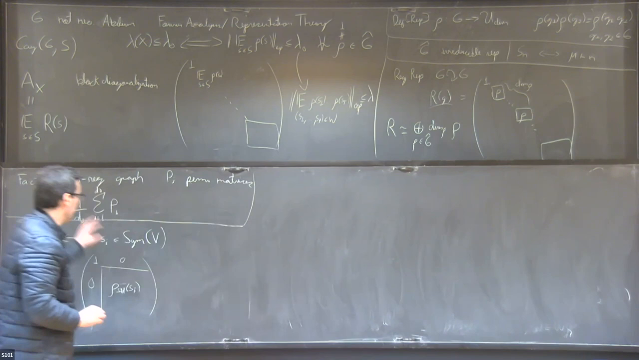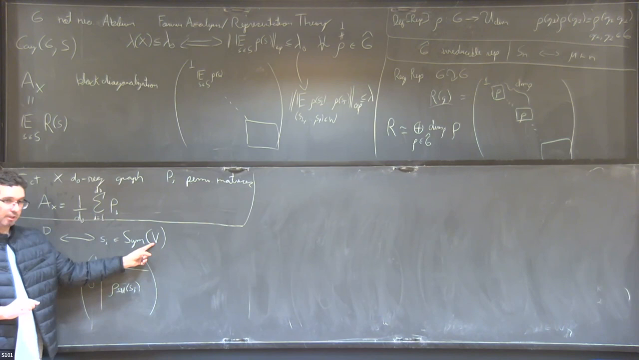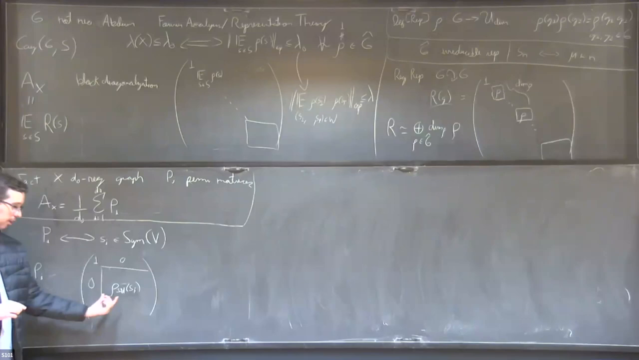Okay. If you have a D-regular graph, you can write its adjacency matrix as an average of permutation matrices. Each permutation matrix, you can see it as corresponding to an element that's permuting the vertices of this graph. And this permutation matrix can be appropriately diagonalized into the all-ones eigenspace and everything else. And this thing has a name, it's the standard representation.